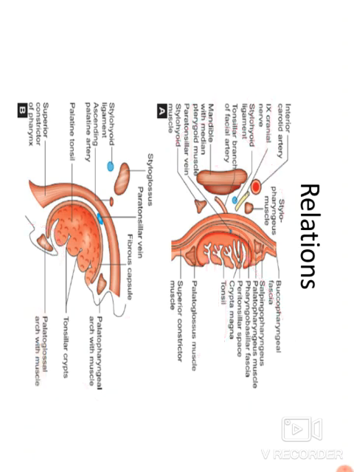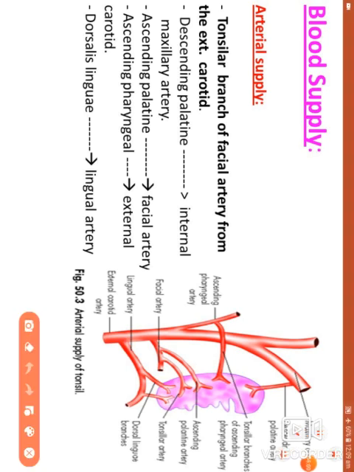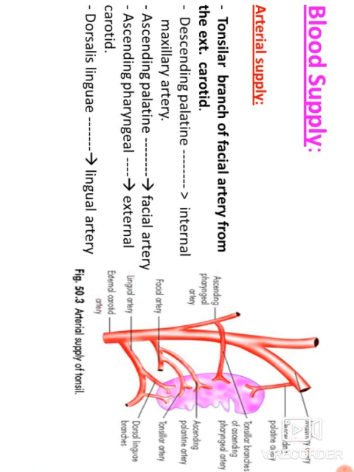Then coming to the blood supply. The blood supply is through branches of the external carotid artery. Here you can see the lingual artery providing dorsal lingual branches towards the tonsil. The facial artery gives the ascending palatine and tonsillar branches, which also supply the tonsil. This is the ascending pharyngeal artery, a direct branch from the external carotid artery, providing branches to the palatine tonsil. Also, the descending palatine branches of the maxillary artery supply the palatine tonsil. So that's the arterial supply.